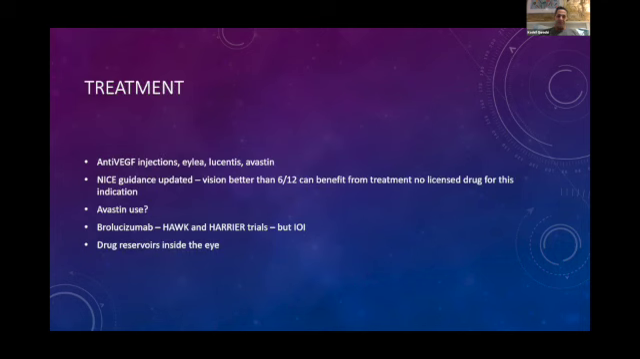The treatment is much the same at the moment. The mainstay are anti-VEGF injections. Probably the majority we give now is Eylea. Lucentis we still give to some patients, but it tends not to be our first line of treatment. It's a bit of an older medication. And then, of course, Avastin. So the Avastin story has modified a bit. NICE guidance has been updated. So vision better than 6/12 can benefit from treatment, but currently there's no licensed drug for this indication.